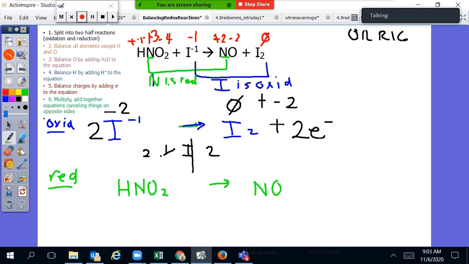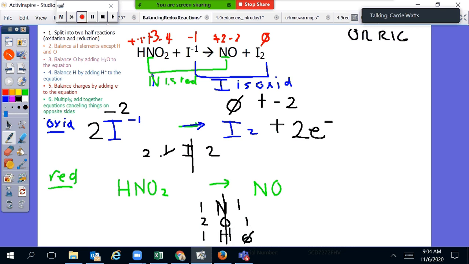Okay, so we've done steps 2 through 5 for oxidation. Now we're going to do 2 through 5 for reduction. We're going to balance first the atoms. We're going to do everything but O and H first, then we're going to do O, and then we're going to do H. On the left we have 1N, 2O, 1H. On the right we have 1N, 1O, and no H.